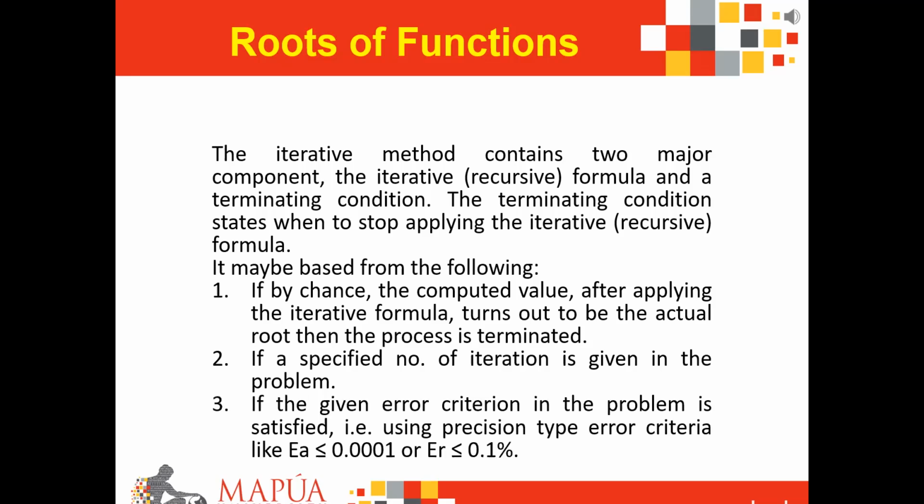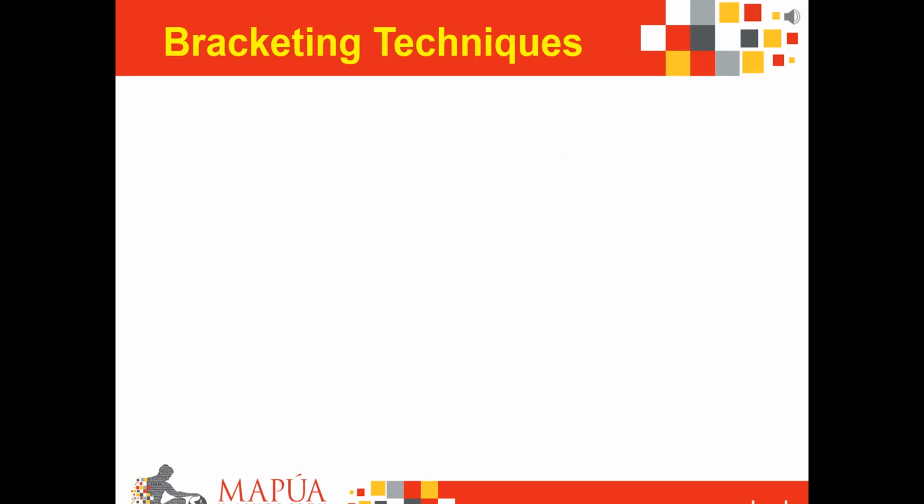Now, number three, which is the most common and the one applied in most iterative techniques: if the given error criterion in the problem is satisfied, that is, by using the precision type error criteria that we have discussed in the previous module, like the absolute error criteria or the relative error criteria.